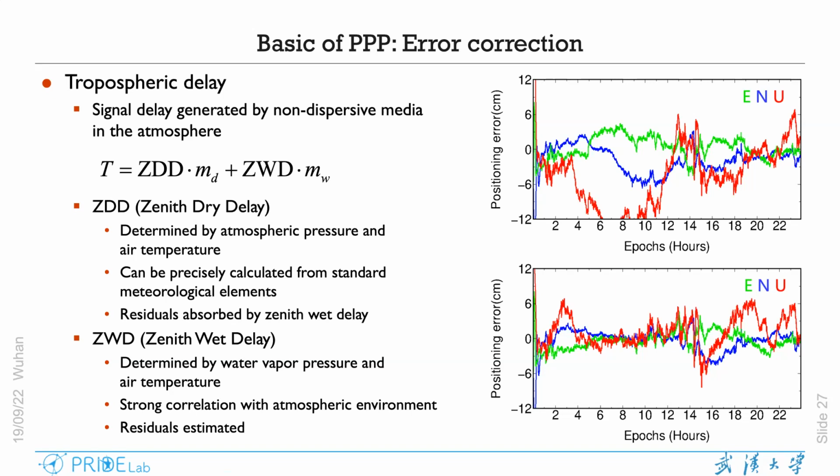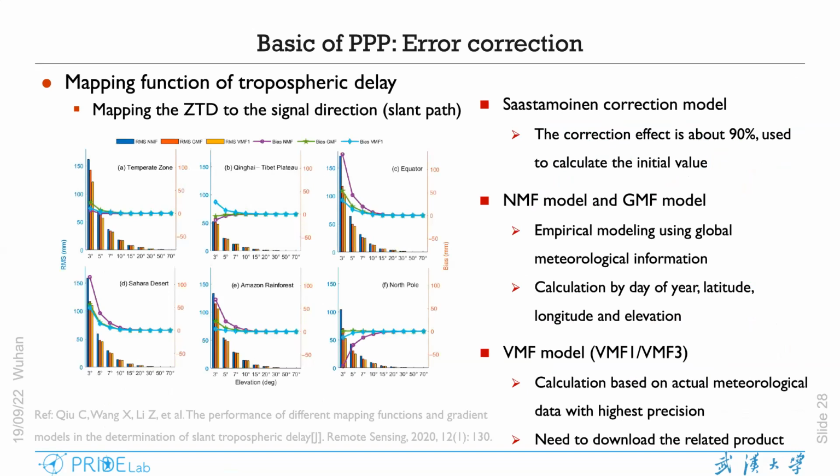The wet part is difficult. It is another story because we cannot use only the standard meteorological recordings to precisely correct for this wet delay. And then you have to make an estimation of this wet delay along with some other parameters to have a precise estimation of your vertical component. Okay, we have to speed up. We don't have enough time to finish all of this.